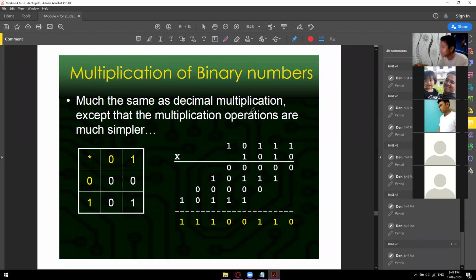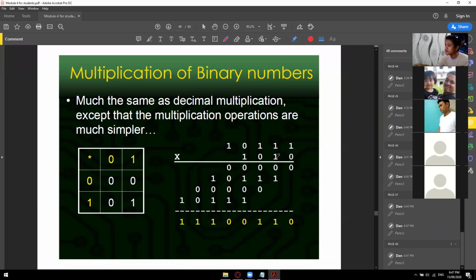Okay, so ito siguro yung pinakamadali since same lang din. Okay? So, 1 times 1 is 1. 1 times 0 is 0. 0 times 0 is 0. 0 times 1 is 0. So, same lang to sa normal way of doing the math. Okay. So, 0 times 1. So, any number that is multiplied to 0 is of course 0.